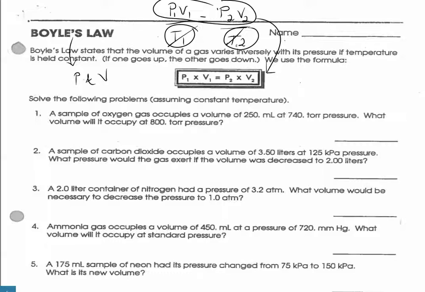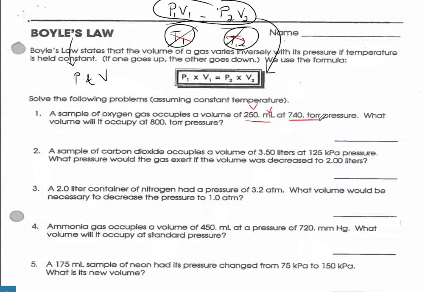For number one, read the directions first. It says solve the following problem assuming constant pressure. Well, assuming constant temperature, since it is constant, we're not looking at it. For number one, it says a sample of oxygen gas occupies a volume of 250 milliliters. Look at the unit right here, it's milliliters. That's your volume, right? At 740 torr pressure.